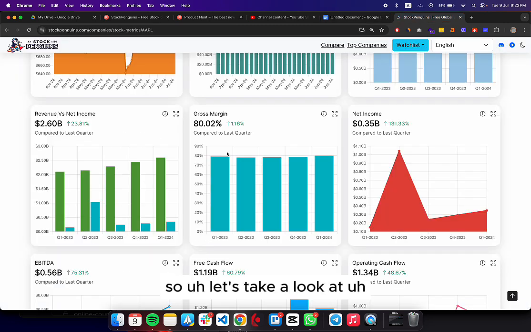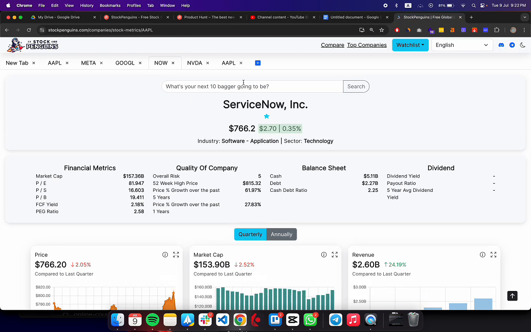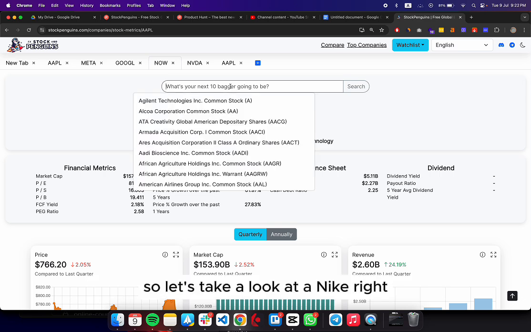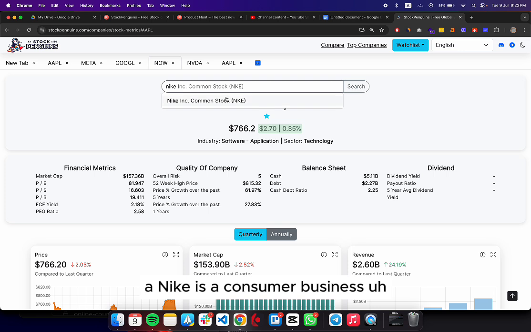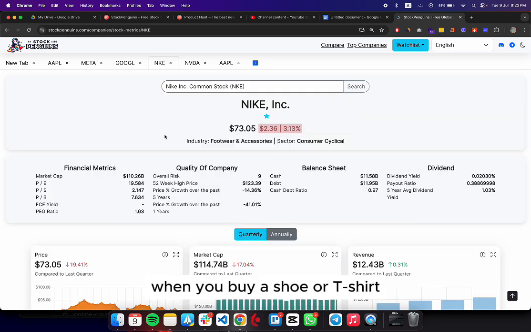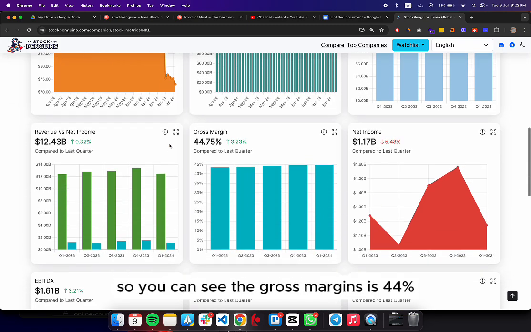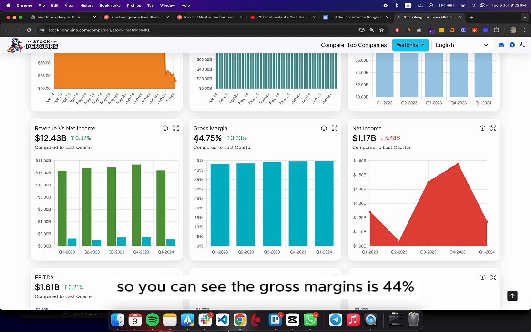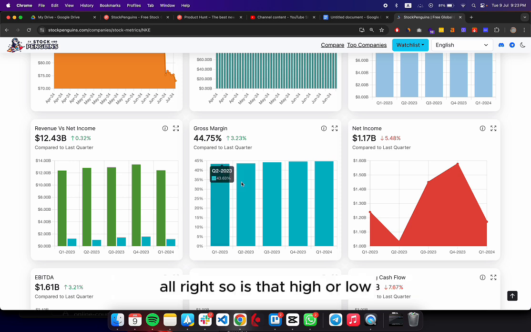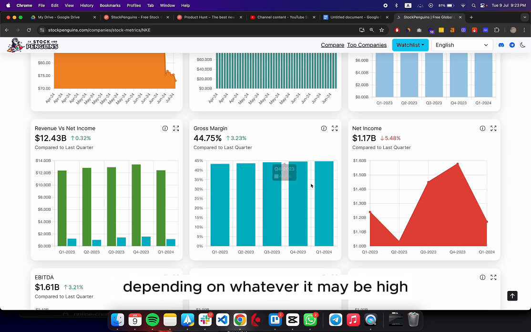So let's take a look at consumer businesses, and let's take a look at software businesses. So let's take a look at Nike. Nike is a consumer business. When you buy a shoe or a t-shirt, they need to make the shoe. They need to make the t-shirt, right? So you can see the gross margin is 44%. All right. So is that high or low? I mean, depending on the category, it may be high, it may be low, right?